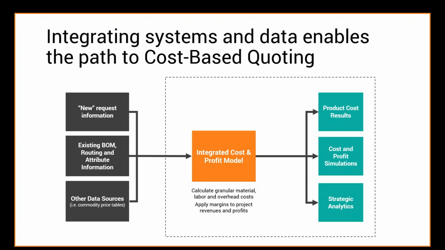So usually when we talk to prospects, this is a good picture of how we try to explain what Impact ECS does. We have a new request that comes in, which can be through a CRM system, through a website, wherever it might be. There's some existing BOM, routings and attribute data somewhere. Sometimes they're in an ERP system, sometimes in a quality management or quality control system, and there are also some other data sources: raw material prices, commodity price tables, industry averages, you name it.